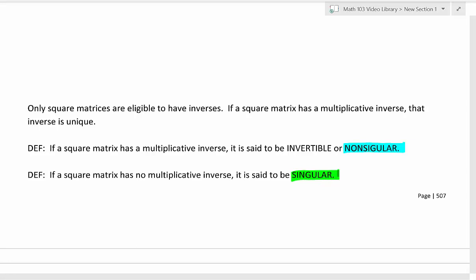But when I see the word singular, I think single. And if I'm single, I don't have a partner. I'm going to be a matrix all by myself. So that's our introduction to inverse matrices.